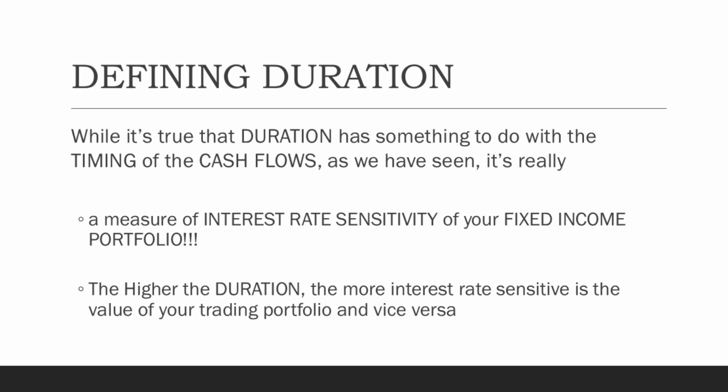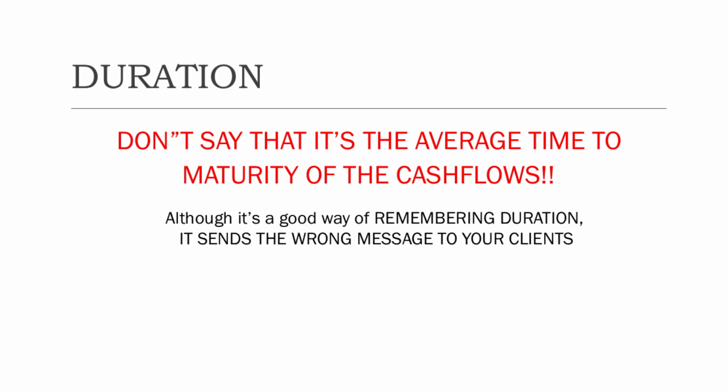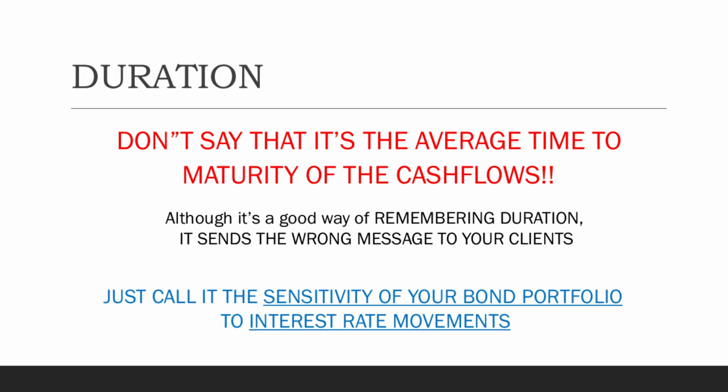One last note: while it's good to remember duration as some sort of average time to maturity of the cash flows, don't ever say that to your clients. Don't say it's the average time to maturity, because they're going to think that the maturity is shorter and therefore they'll get their money sooner. No, cash flow still happens during the payment period, and therefore, while it's a good way to remember duration, it sends the wrong message. So just call duration the sensitivity of your bond portfolio to interest rate movements.